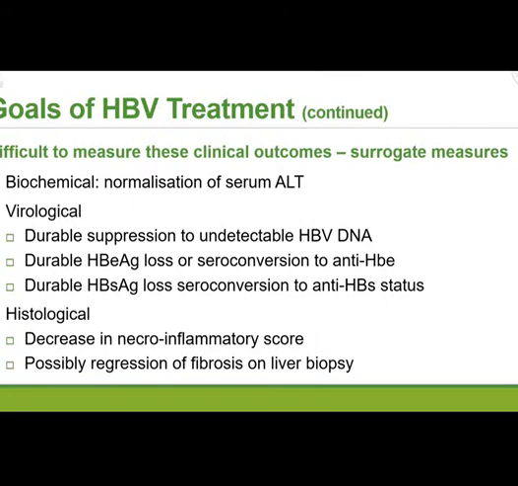The goals continue. It is difficult to measure these clinical outcomes. Biochemical: normalization of serum ALT. Virological: durable suppression of undetectable hepatitis B virus DNA, durable hepatitis B e antigen loss or seroconversion to anti-hepatitis B e antibody, durable hepatitis B surface antigen loss or seroconversion to anti-hepatitis B surface antibody status. Histologically, there is a decrease in the necroinflammatory scores and possibly regression of fibrosis on liver biopsy. So these are the goals or objectives for treating any patient who has chronic hepatitis.